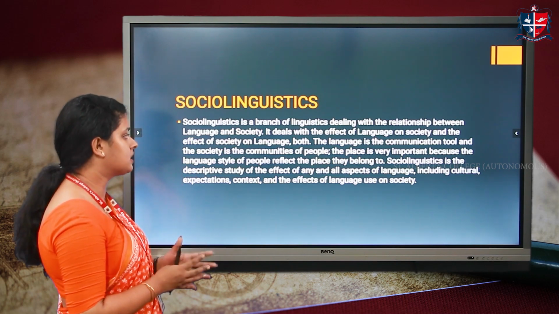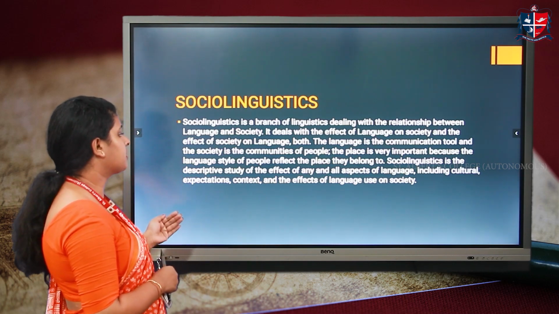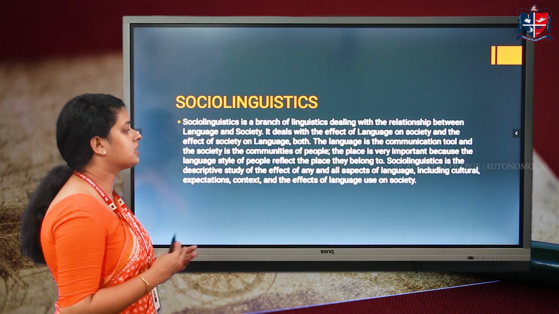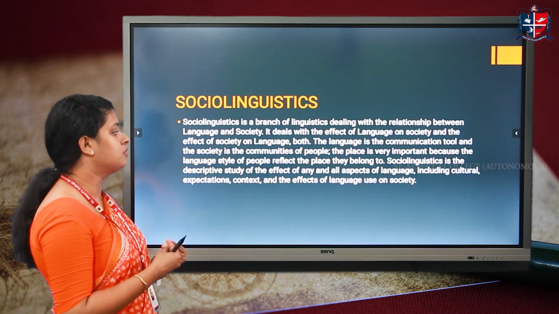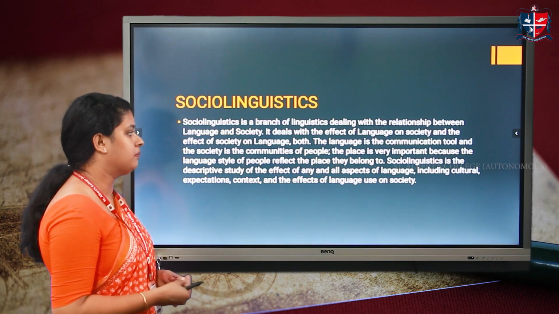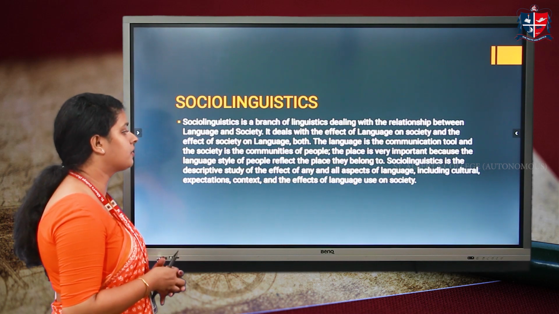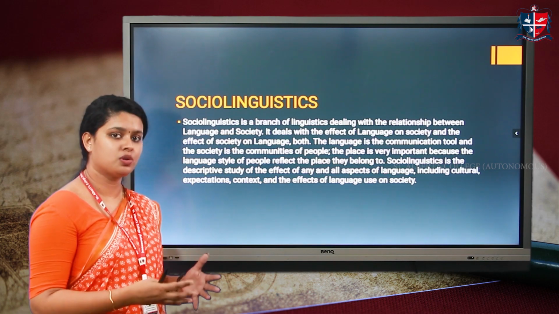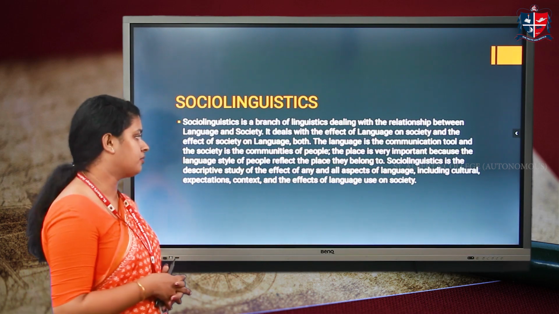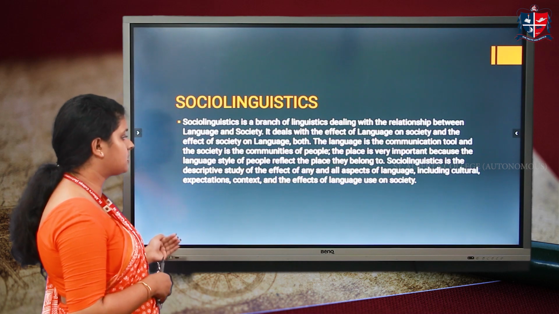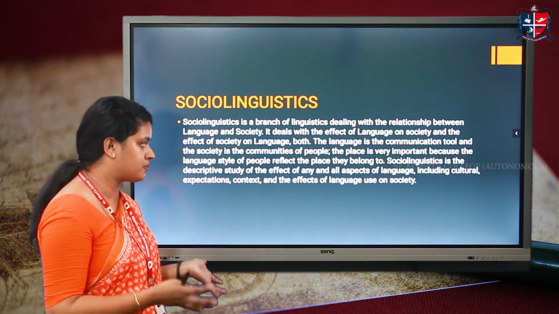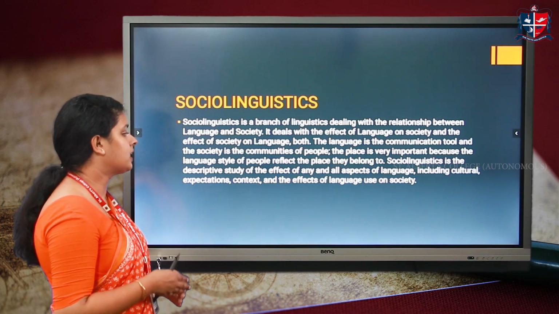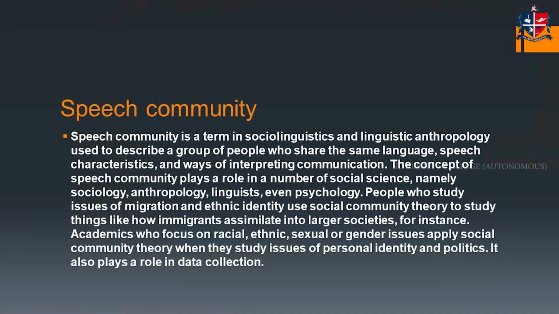Sociolinguistics deals with the effect of language on society and the effect of society on language, both. Language is the communication tool and society is the community of people. The place is very important because the language style of people reflects the place they belong to. The kind of language they use shows where they are coming from. So sociolinguistics is the descriptive study of the effect of any or all aspects of language, including the cultural expectations, context, and the effect of language use in society.